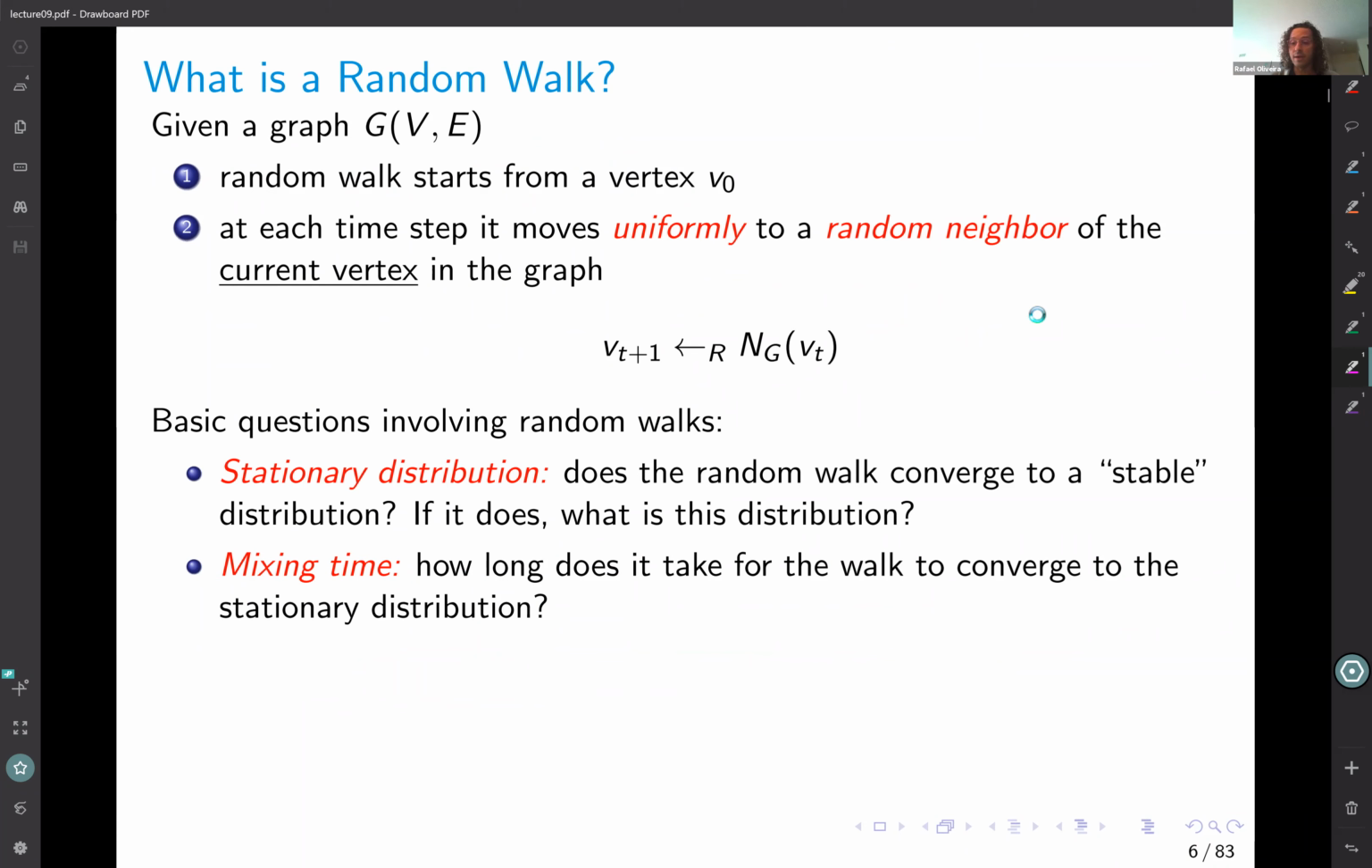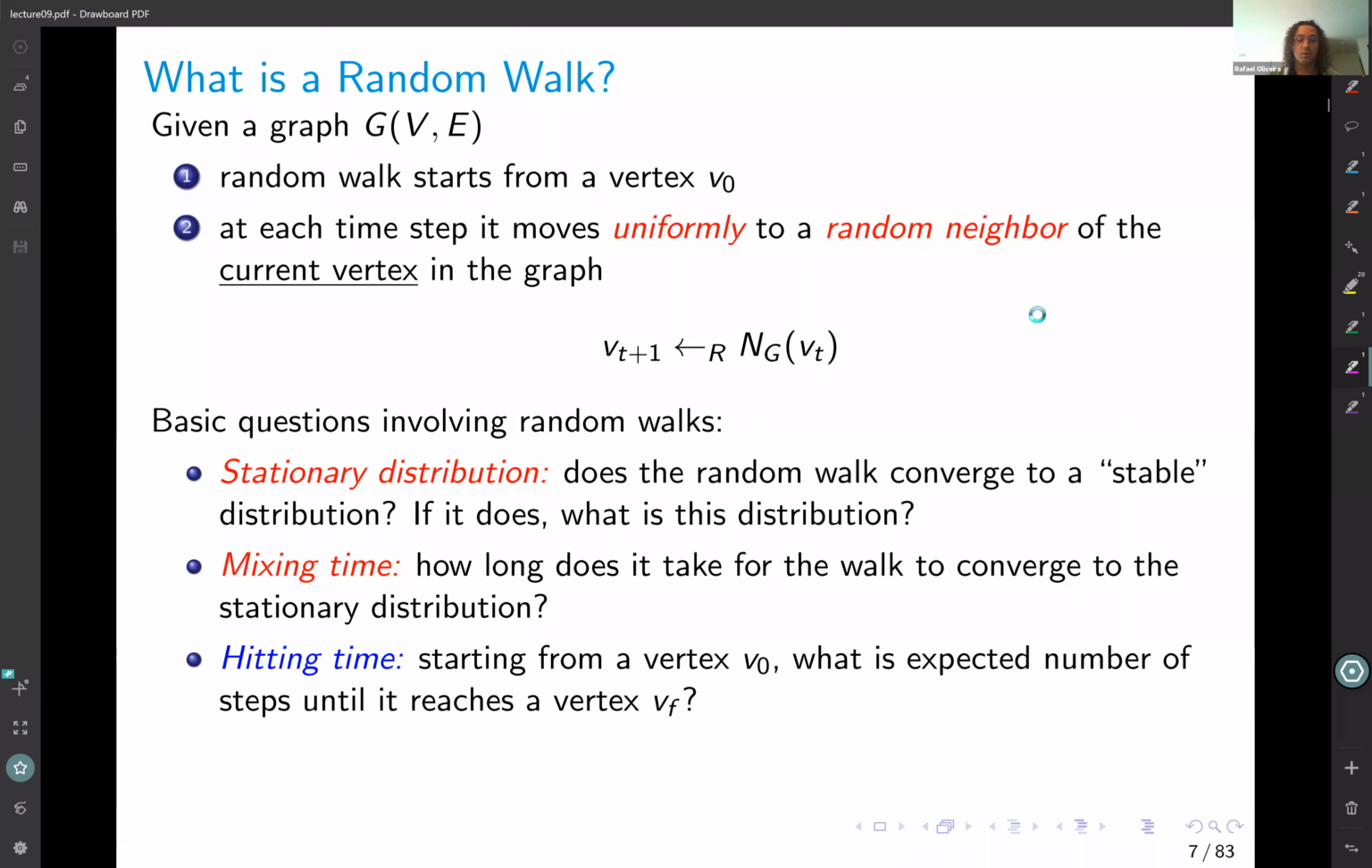And when it converges, we say that the random walk fully mixed, because the stable distribution is the distribution that doesn't change, right? So then we say the random walk did all it had to do to achieve that. And this is called mixing time. And we're going to study that later today.